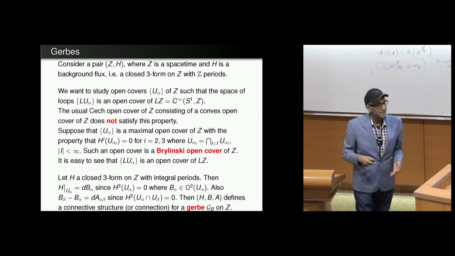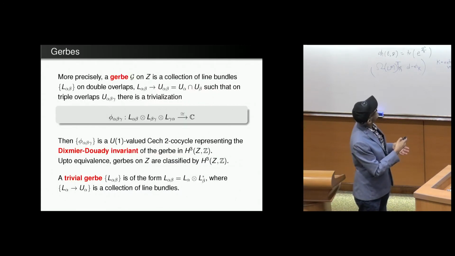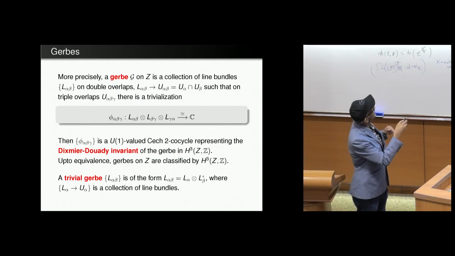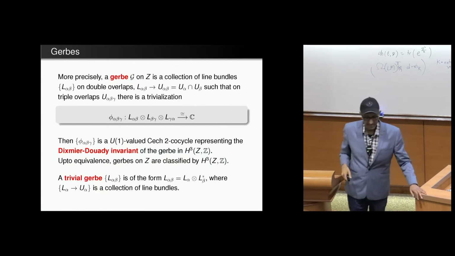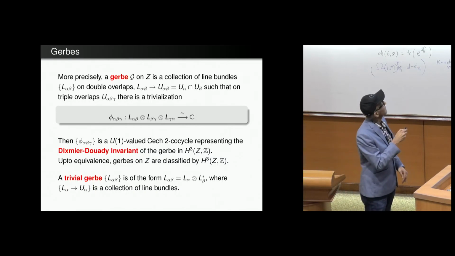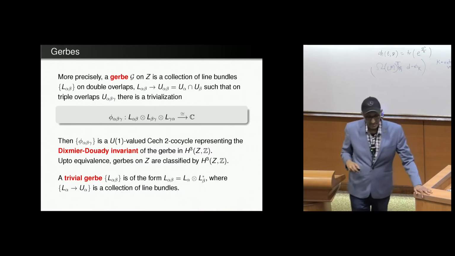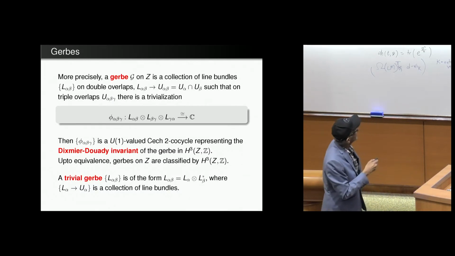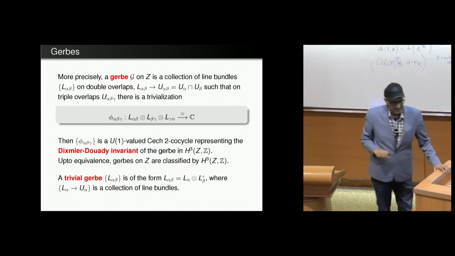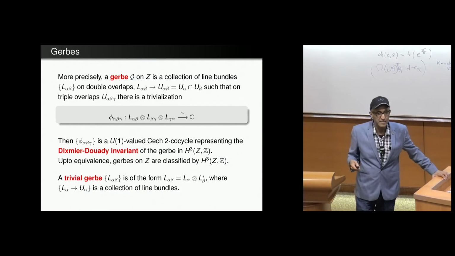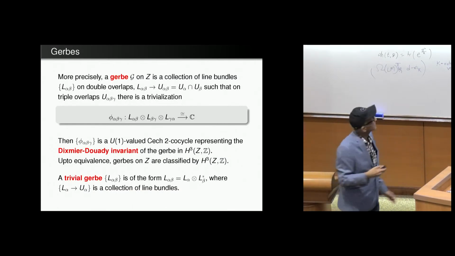So of course, the goal is to define the holonomy. Well, let me just say what the gerb actually is. So a gerb is a collection of line bundles, L alpha beta on double overlaps, such that on the triple overlap, U alpha intersect U beta intersect U gamma, there is a trivialization of the triple tensor product, right? So there's an actual trivialization, so I'll call that phi alpha beta gamma. It's easy to see that it's a U1-valued Čech 2-cocycle, and that represents the invariant of the gerb. So that's the Dixmier-Douady invariant of the gerb.